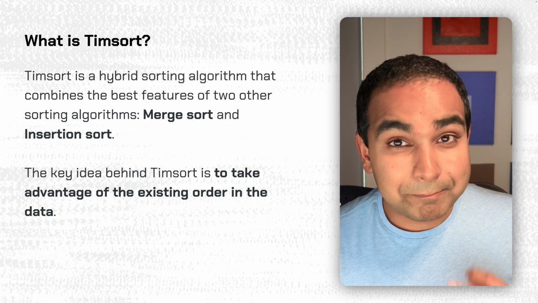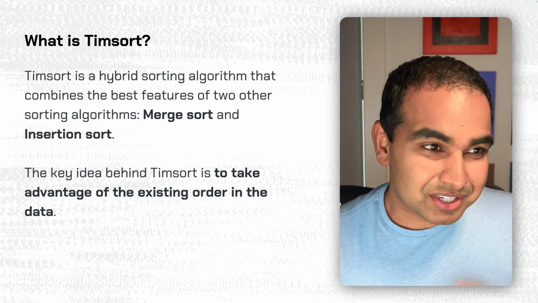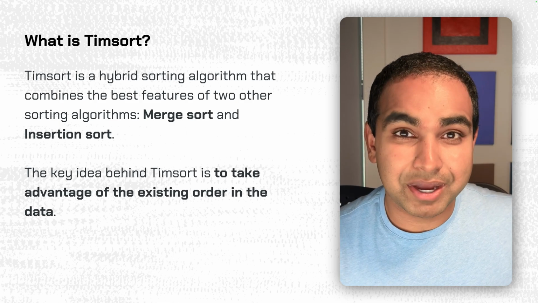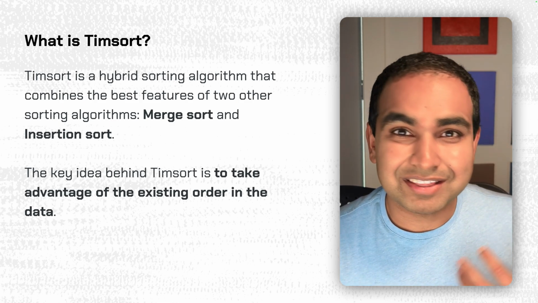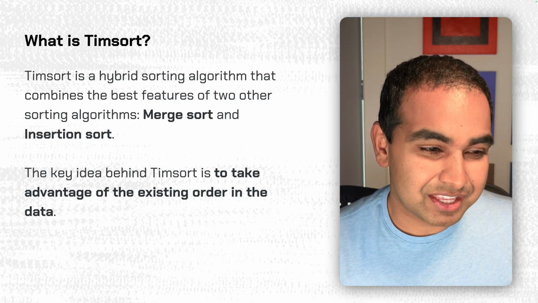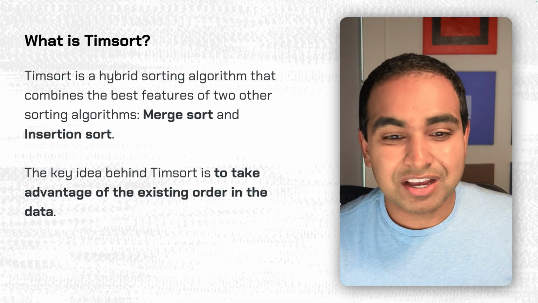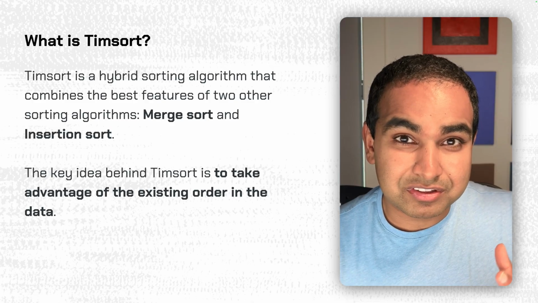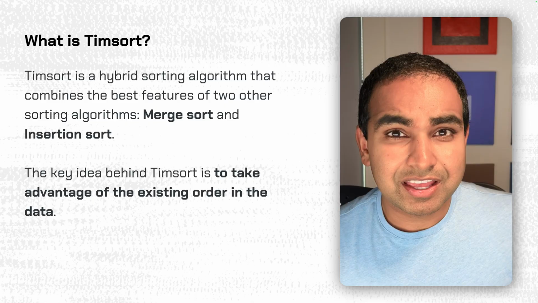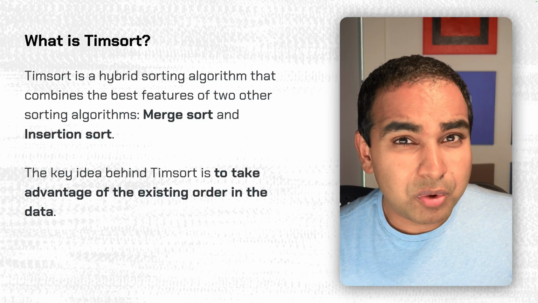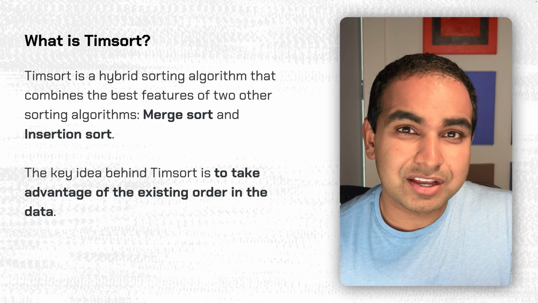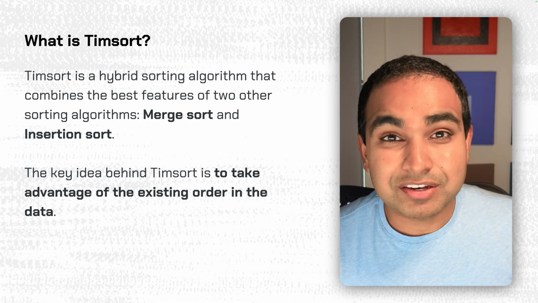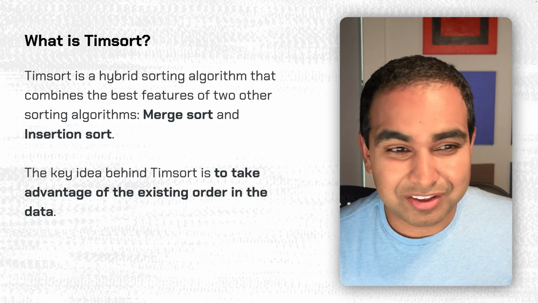Getting back to it. One of the best hybrid sorting algorithms, the most popular one, is Timsort. And the way Timsort works is that it combines the best features of two other sorting algorithms. It combines the merging logic of merge sort and the typical sorting logic of insertion sort. The key idea behind Timsort is to take advantage of the existing order in the data, data that is partially sorted, because in the real world, data will rarely be truly random. There'll be moments in the data where things are growing sequentially or decreasing sequentially, and these natural orders in the data are ones that Timsort is specifically optimized to run really quickly on.